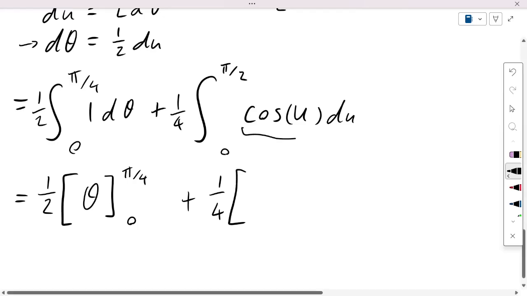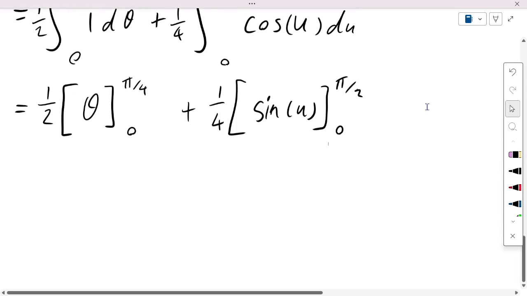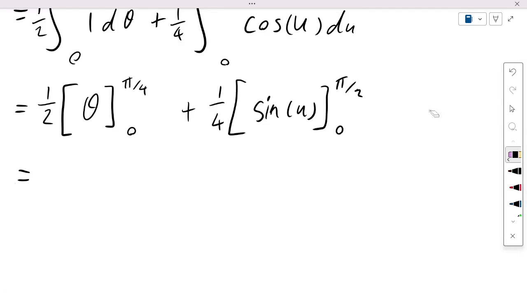And what is the integral of cosine of u? The integral of cosine of u is just going to be positive sine of u. Okay, and then we have pi over 2 here, and we have 0 over here. Now we just need to evaluate. Because these are definite integrals, we don't need to worry about substituting back now. We're just going to use our new limits and we will immediately have the answer.